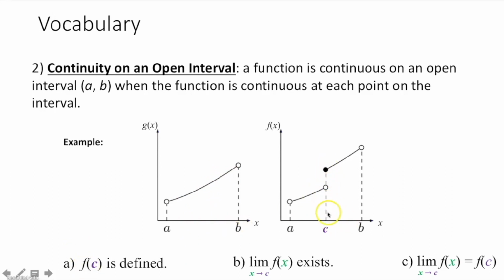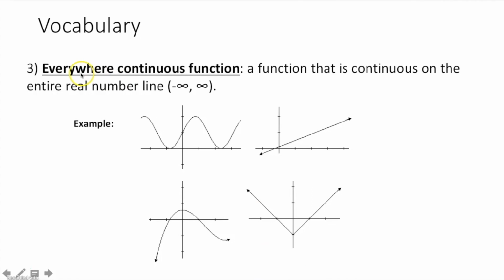Whereas here, f of c is defined. Yes, it is. There's a point at x equals c. The limit as x approaches c of f of x exists? The limit from the left is equal to whatever y value this is, but the limit from the right is equal to this y value. Therefore, the limit does not exist here. So that would automatically cancel out, and then you'd be done. An everywhere continuous function is a function that is continuous on the entire real number line. All three conditions are met in every one of these graphs. There are no holes, there are no asymptotes. It's just an everywhere continuous function.